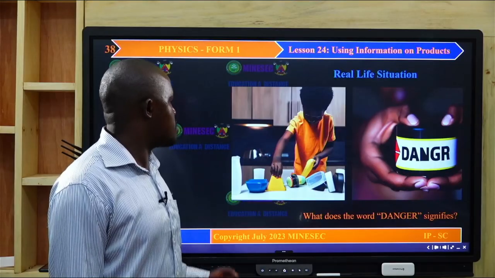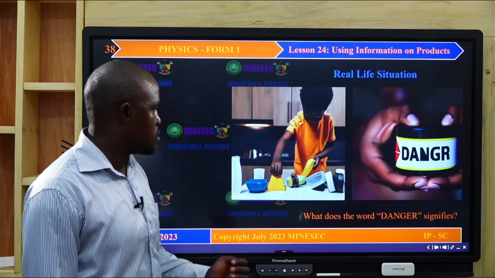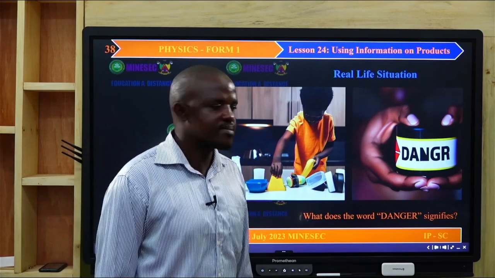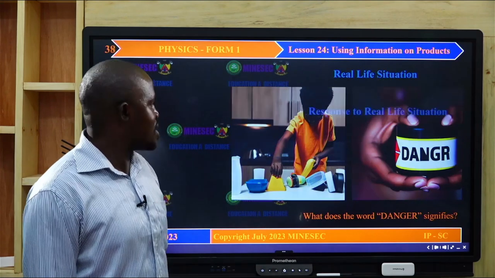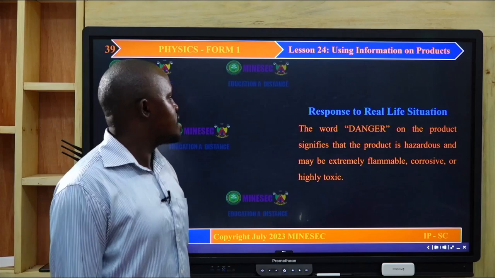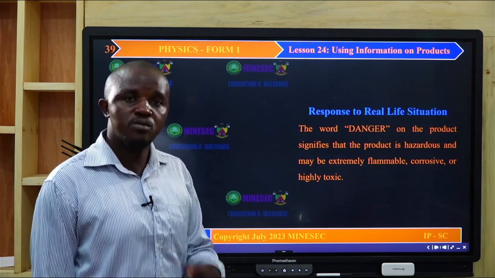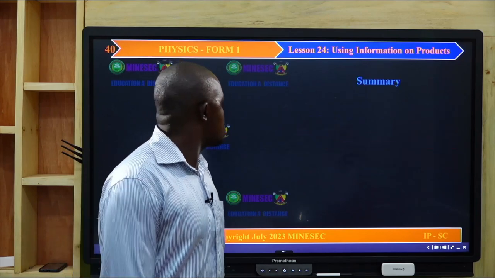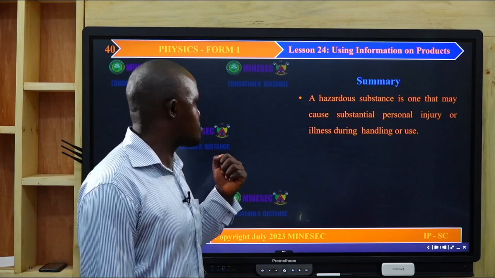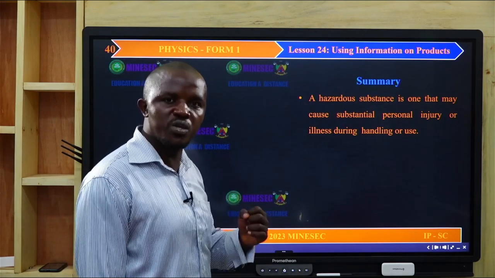So now about the issue of little Ngwa, who was lifting some substance in the kitchen and came across one on which is written danger. What does the word danger signify? The word danger on the product signifies that the product is hazardous and may be extremely flammable, corrosive or highly toxic. Okay, so in summary, a hazardous substance is one that may cause substantial personal injury or illness during handling or use.